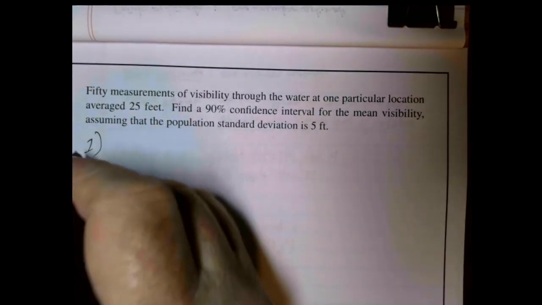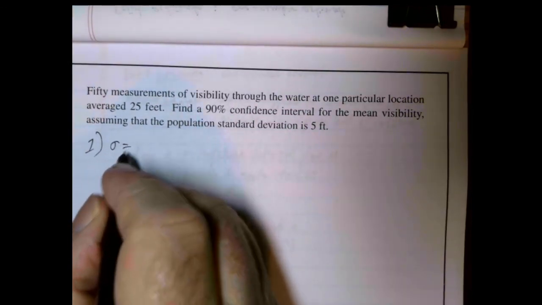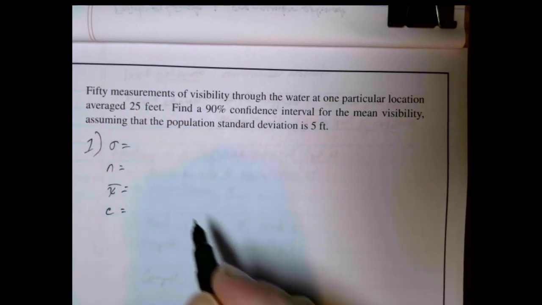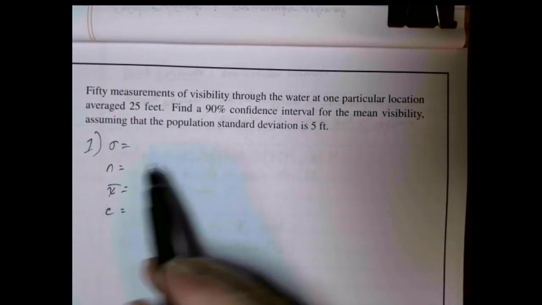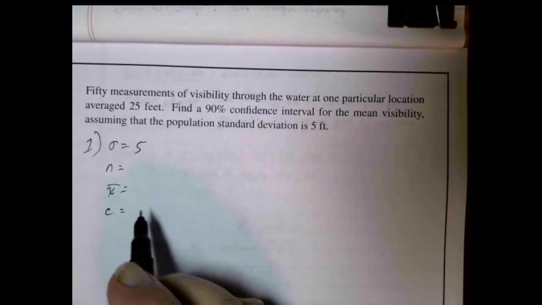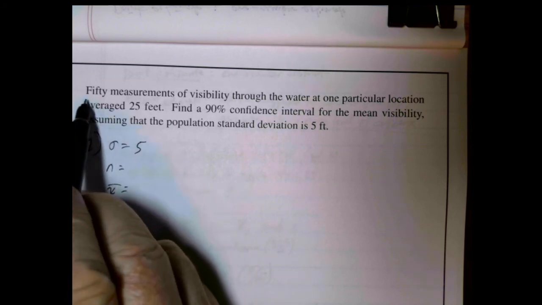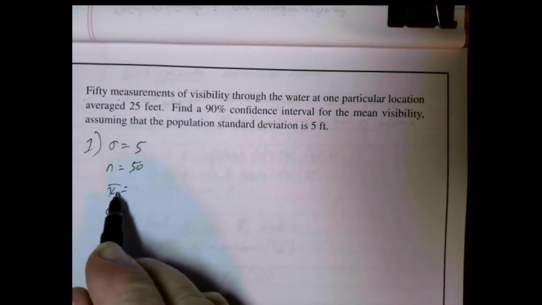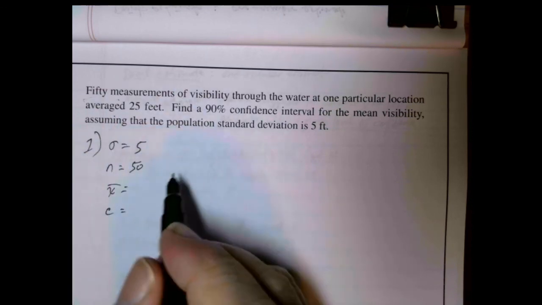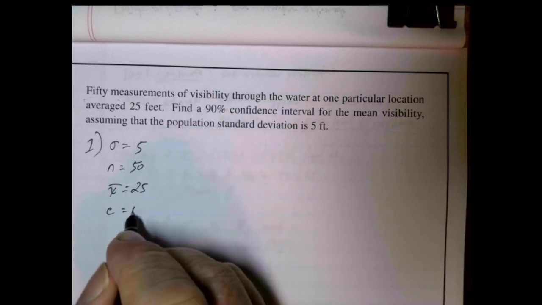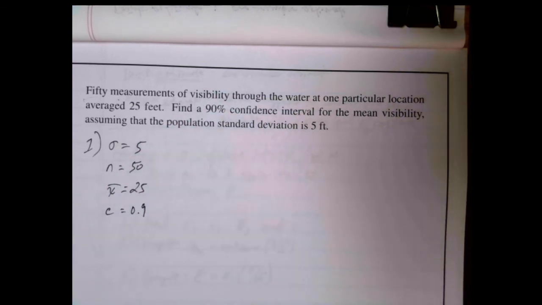So, all right, what are we going to need again? Sigma, n, x bar, c. Sigma, we're given that directly, is the only way we could get it, 5 feet. N is the sample size, and that's 50, because 50 measurements were made. X bar is the sample mean. We're told that these measurements average 25 feet. And C is 0.9 for the 90% confidence interval.